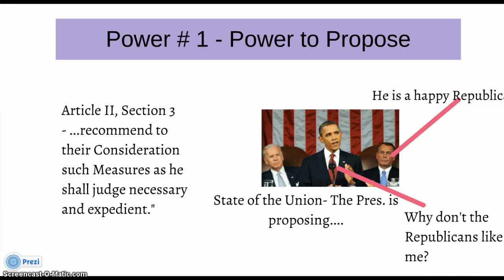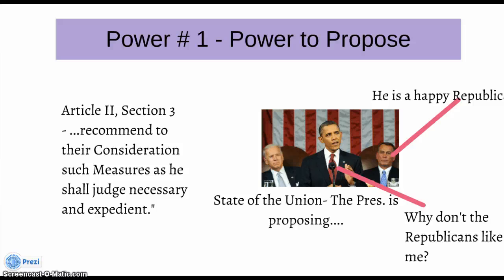And we're going to start with power number 1, the power to propose. If we go to Article 2, Section 3, it says that the president has the right to propose legislation to Congress and for Congress to consider. And we find that in Article 2, Section 3, where it says that the president shall, from time to time, give Congress information about the state of the Union, and recommend to their consideration such measures as he shall judge necessary and expedient. And you can see those words.